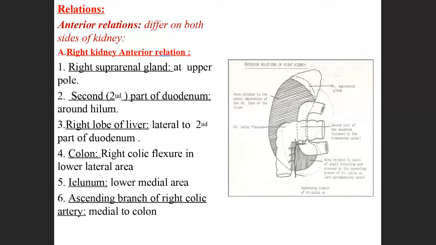So there are 6 anterior relations. Of those 6, you have to write any 4, or any 2, or any 1, according to the question. Just remember what I am telling. We may ask 1 relation, we may ask 2, we may ask 3, or all 6. So if 4 relations are asked, you have to write any 4 which is easy for you.